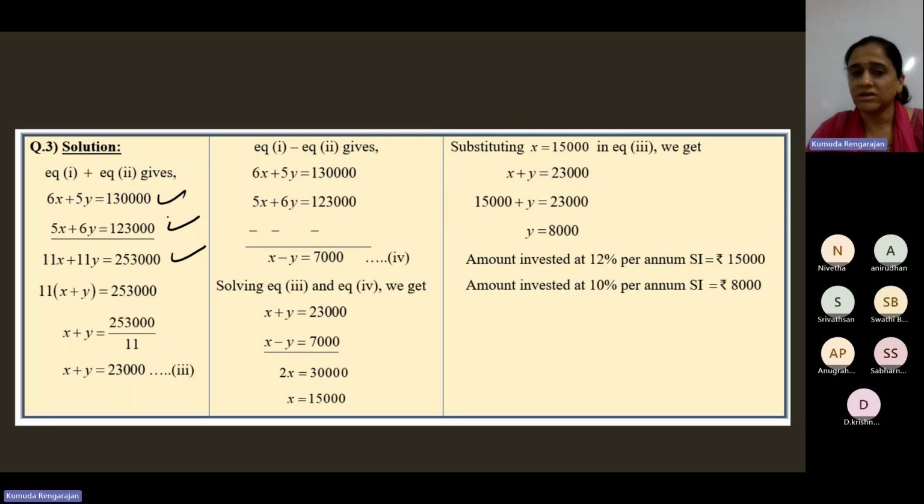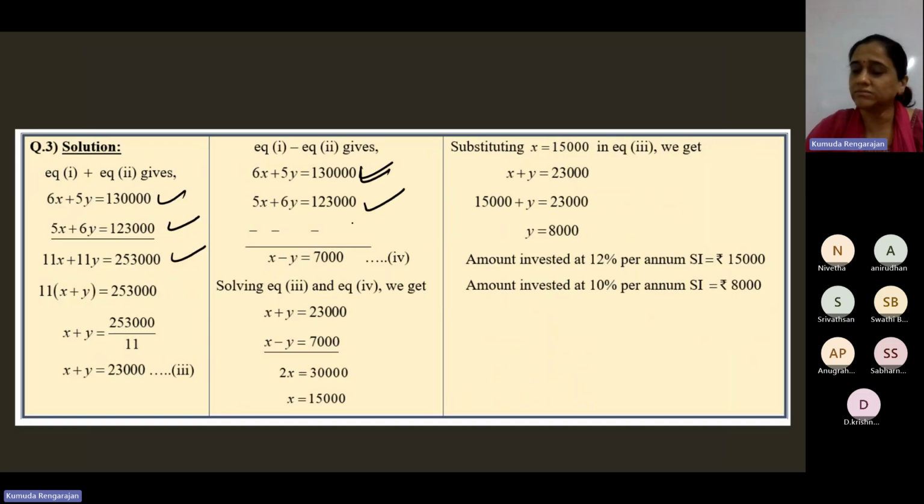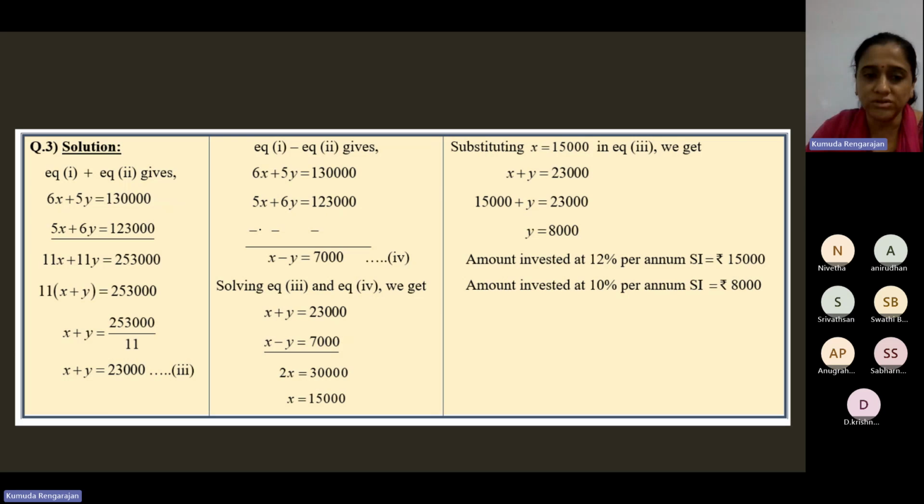Now subtract equation 1 minus equation 2. Write the first equation, second equation. Write the two equations, one below the other. Equation 1 minus equation 2. So change the signs throughout in the second equation. 6x minus 5x, x. 5y minus 6y, minus y. 1,30,000 minus 1,23,000, 7,000.